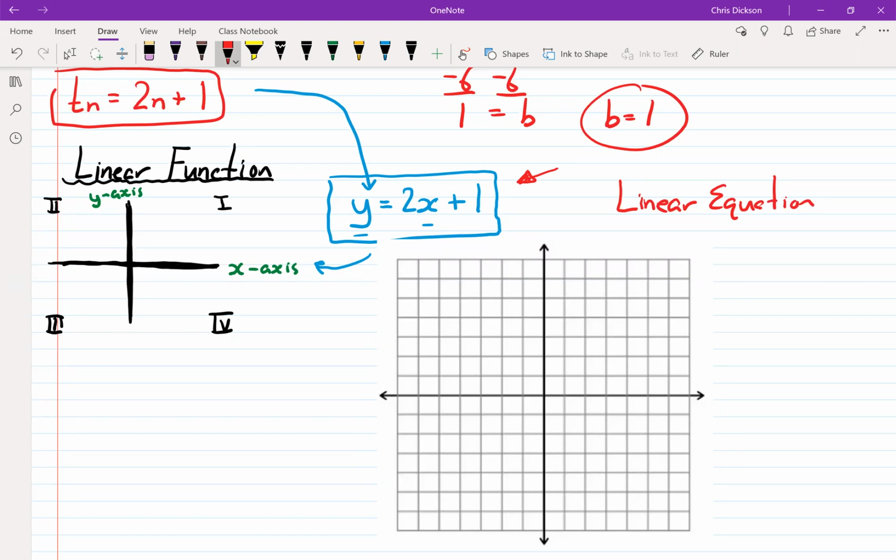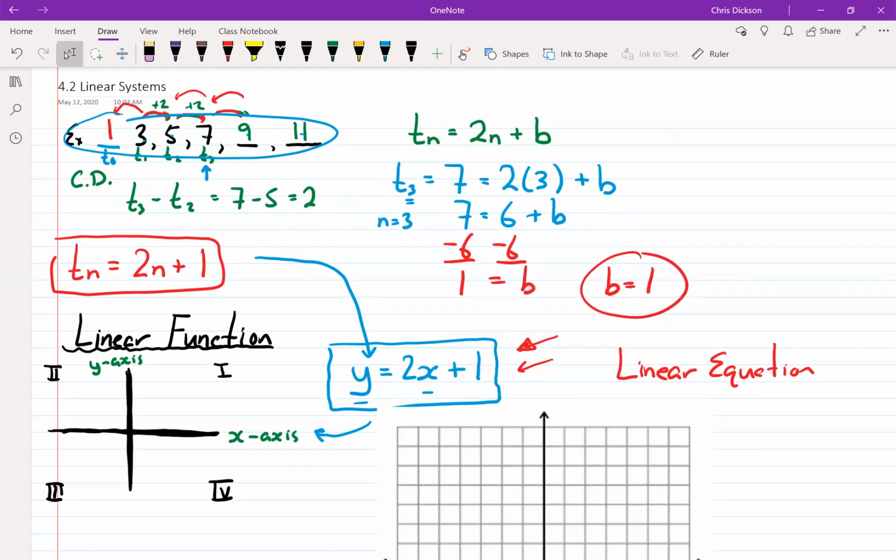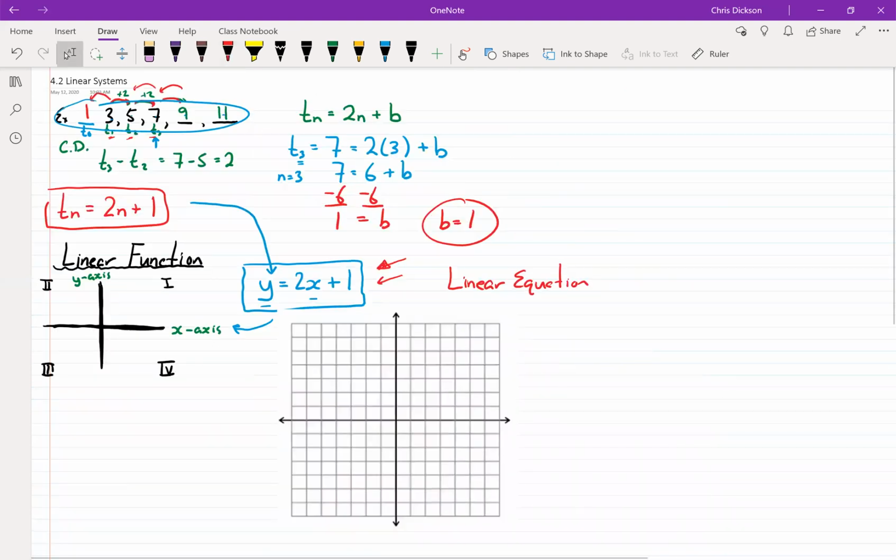What I'm going to do is ignore this right now and go back to our pattern of numbers. I notice it's 3, 5, 7, 9, 11, and it's term 1, term 2, term 3. So I'm going to plot those points on this graph. When my x value is 1, my y value would be 3. When my x value is 2, term 2, my y value is 5. And when my x value is 3, my y value is 7.